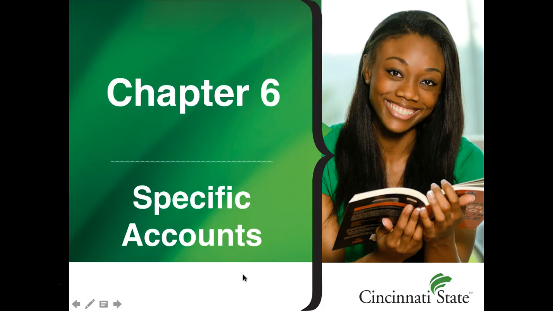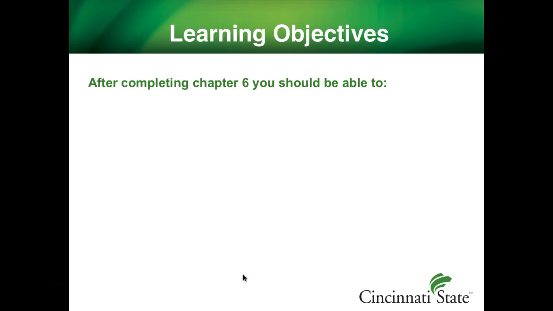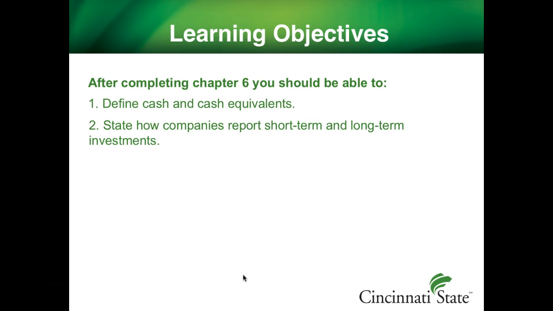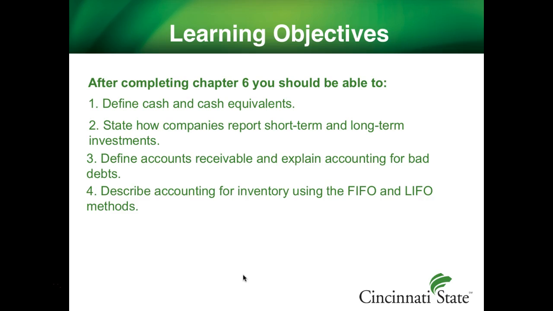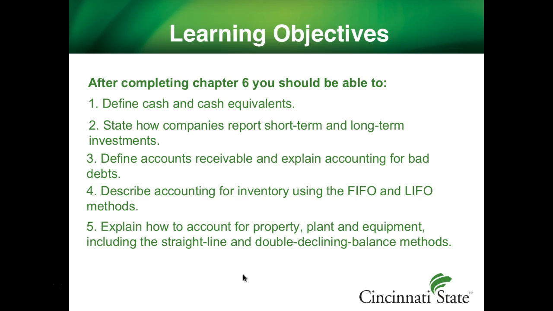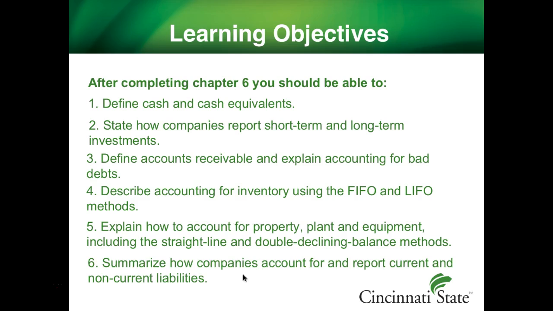Chapter 6 discusses valuation and measurement of key balance sheet accounts. After completing Chapter 6, you should be able to define cash and cash equivalents, state how companies report short-term and long-term investments, define accounts receivable, and explain accounting for bad debts, describe accounting for inventory using the FIFO and LIFO methods, explain how to account for property, plant, and equipment, including the straight line and double declining balance methods, and summarize how companies account for and report current and non-current liabilities.